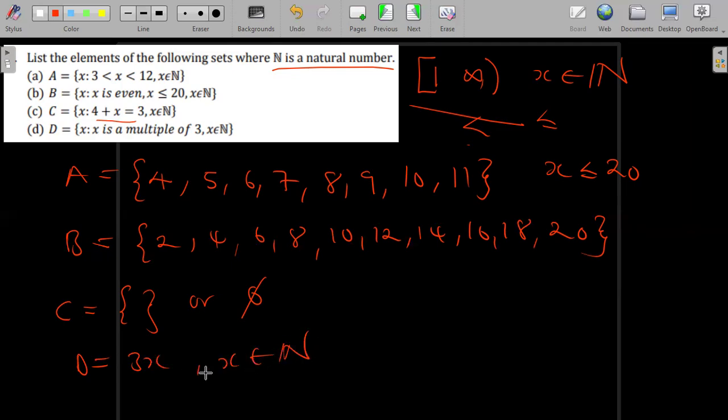Natural numbers. So meaning starting from 1, if I put 1 here, I'm going to get 3. If I put 2 here, I'm going to get 6. I put 3 here, I'm going to get 9. So the set D is just going to be multiples of 3, that is 3, 6, 9, 12, 15, and it continues all the way up to what? Up to infinity. They did not give us a limit here, so it goes up to infinity. You can just denote it by those dots there to show that it continues to go.